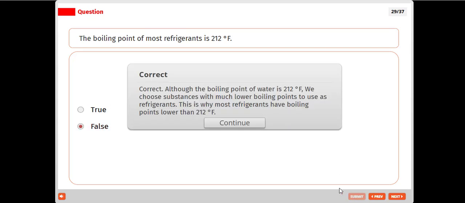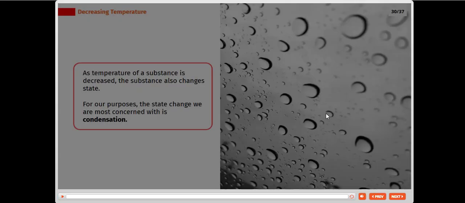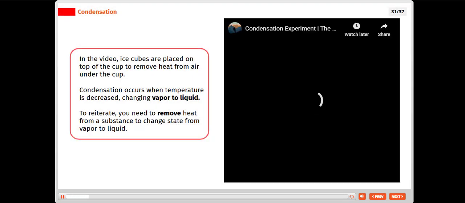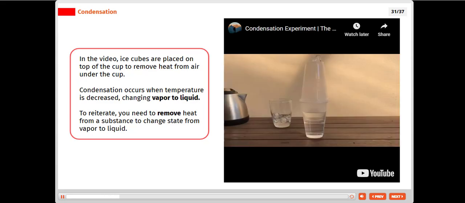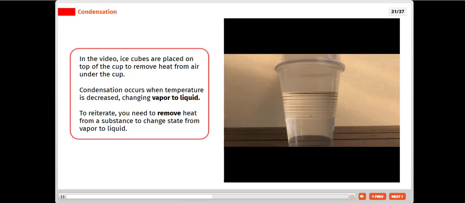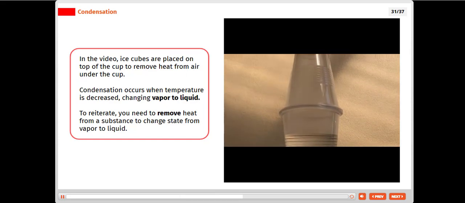False. As the temperature of a substance is decreased, the substance also changes state. For our purposes, the state change we are most concerned with is condensation. In the video, ice cubes are placed on top of the cup to remove heat from the air under the cup. Condensation occurs when temperature is decreased, changing vapor to liquid. To reiterate, you need to remove heat from a substance to change state from vapor to liquid.